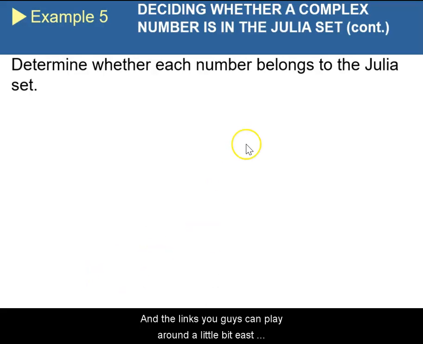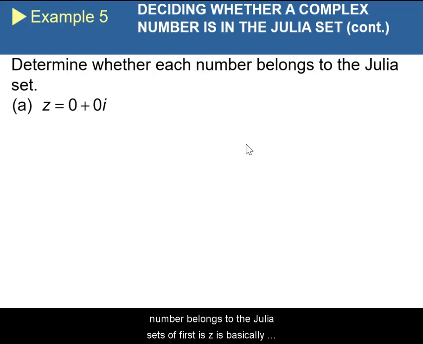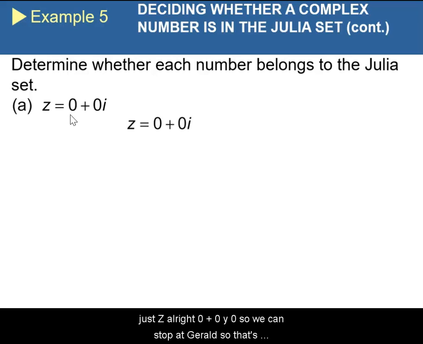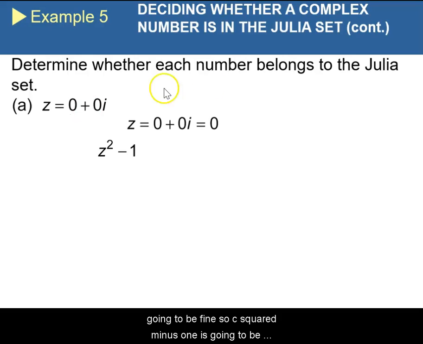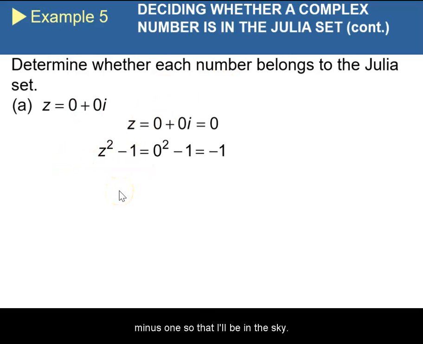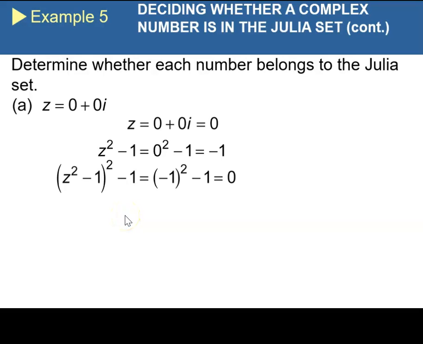All right, so we want to determine whether each number belongs to the Julia set. First, z is basically just 0, right? 0 plus 0i is 0, so we're going to start off with 0. That's going to be fine. So z squared minus 1 is going to be minus 1, so that'll be in the set. Minus 1 squared will be 1. Minus 1 will give me a 0.